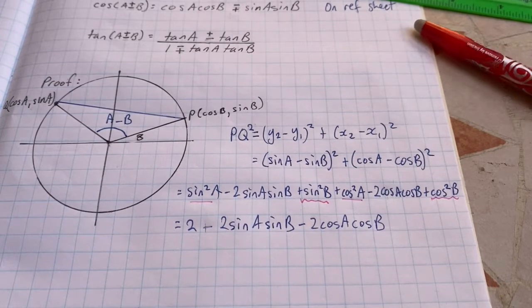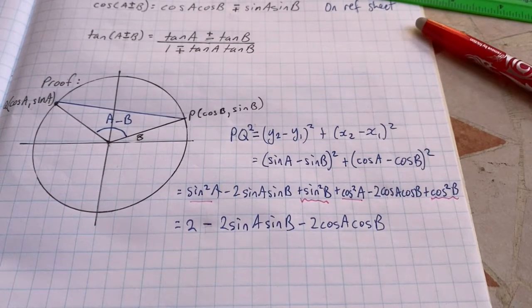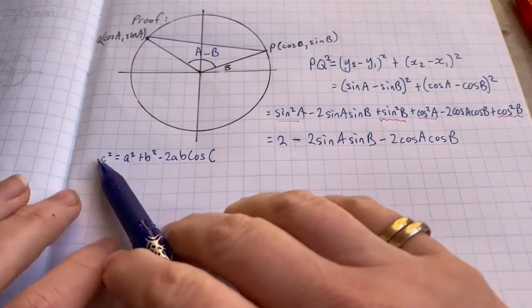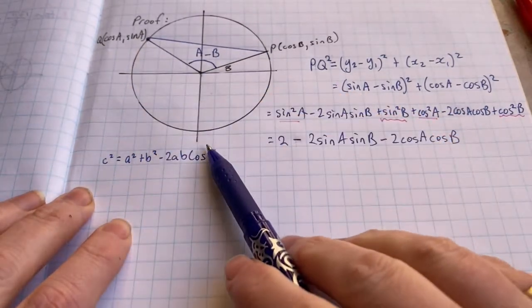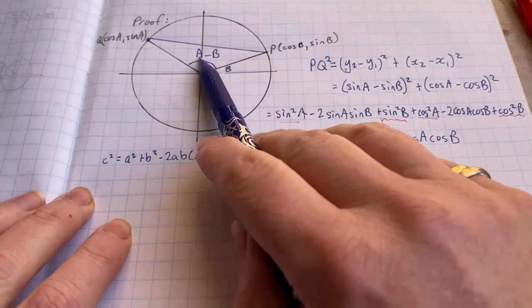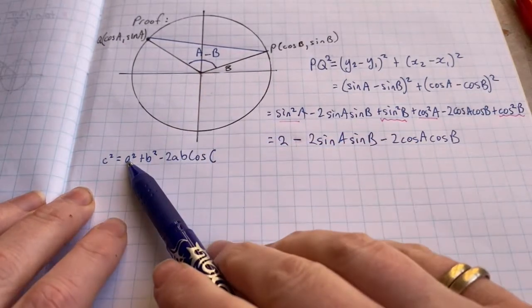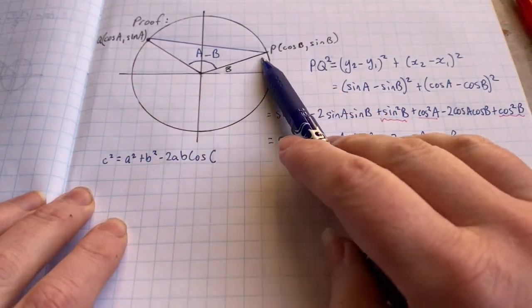Now I'm going to stop there for a minute with that one, and I'm actually going to find that distance again using the cosine rule. So I've just written down the cosine rule here. So our C is going to be this line here. So our capital C is that angle A minus B, and our A and B are those ones there.